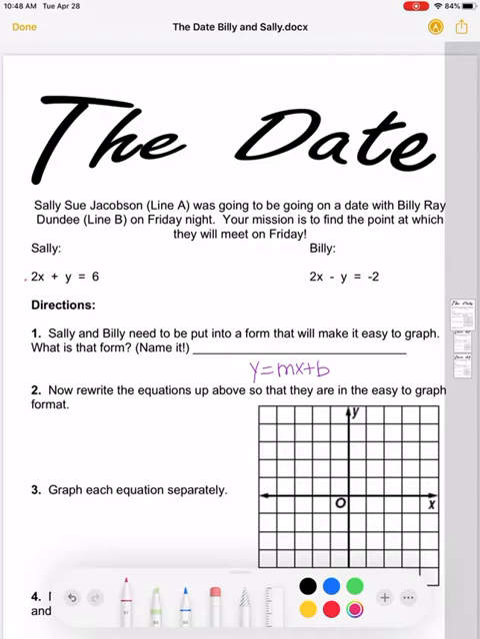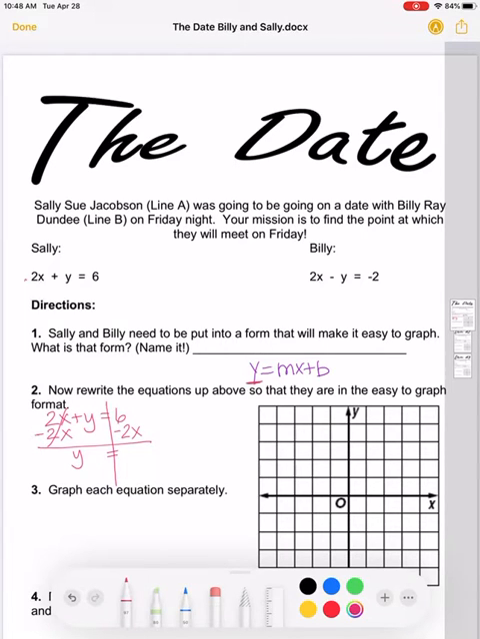We're going to take this equation right here, 2x plus y equals 6. You've got to rearrange it and get it into y equals mx plus b form. So Sally is currently 2x plus y equals 6. I want my y by itself, so I've got to move that positive 2x. If I subtract 2x to do the opposite, I have to also do that to the other side of the equal sign. Those will cancel out. I am left with y by itself.